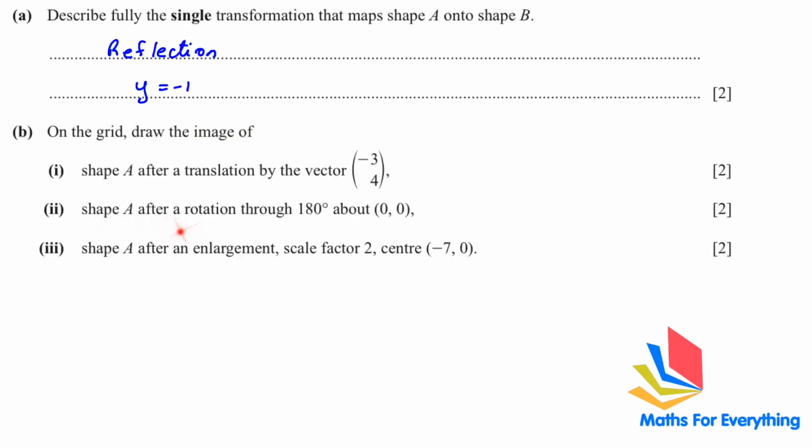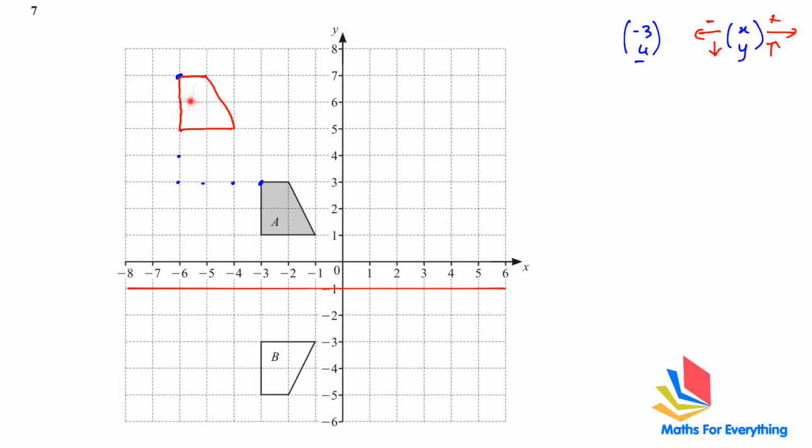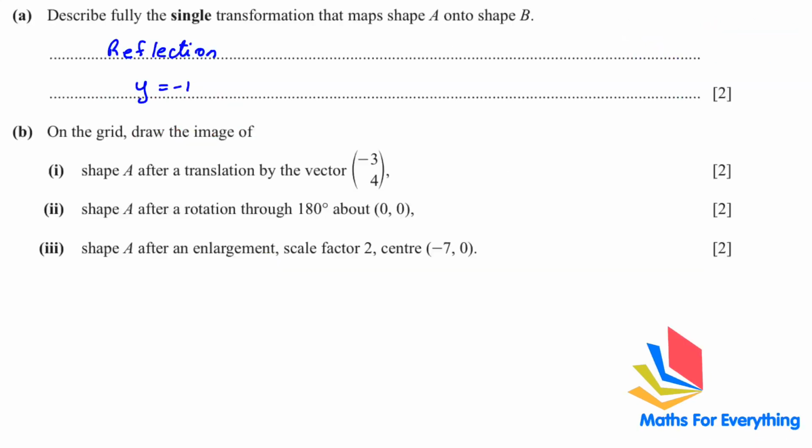Next, shape A after rotation through 180 degrees about 0, 0. This is B1. For rotation 180 degrees about 0, 0, so this is the point. Use a tracing paper, place it here, draw the drawing, and move the image 2 places. I'll draw the transformed drawing. So this is the image after rotation 180 degrees about 0, 0.